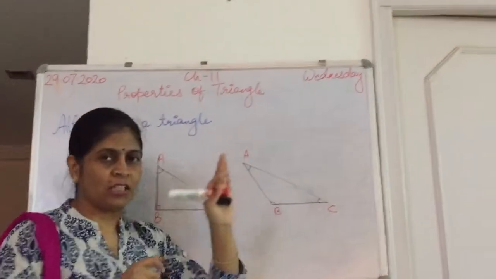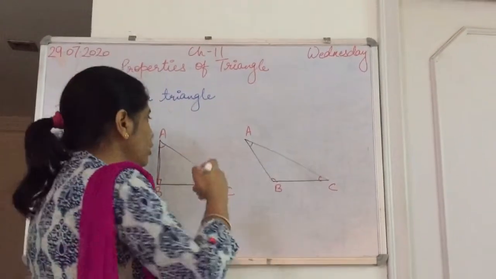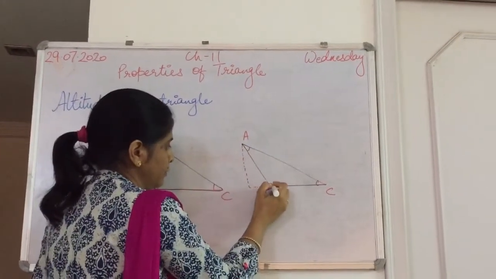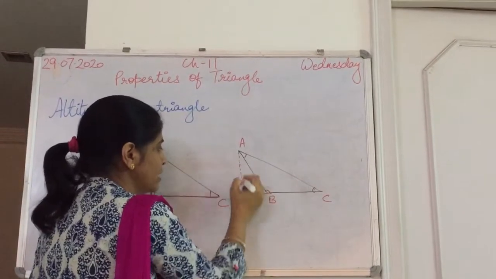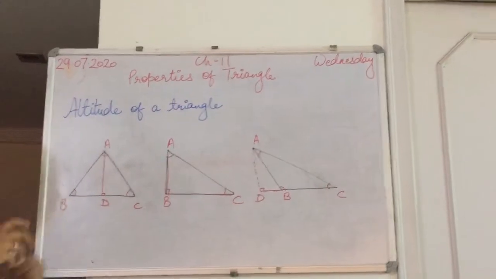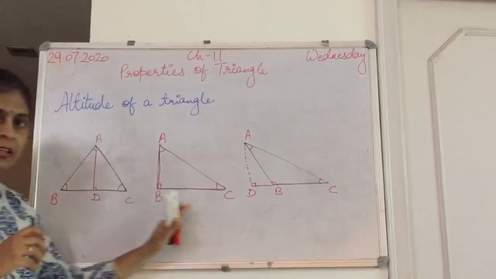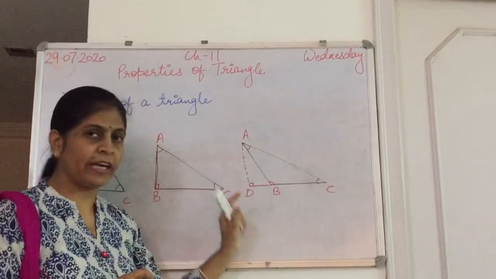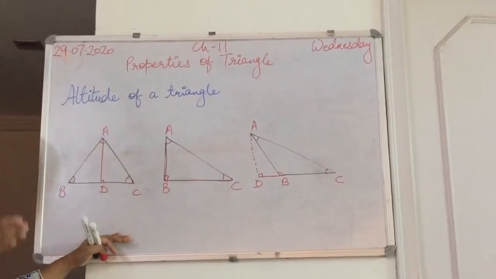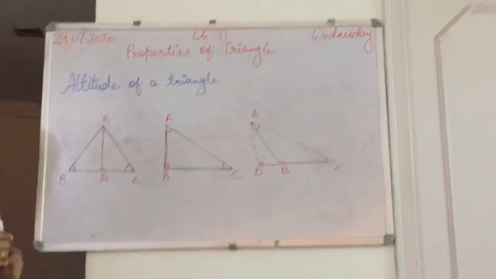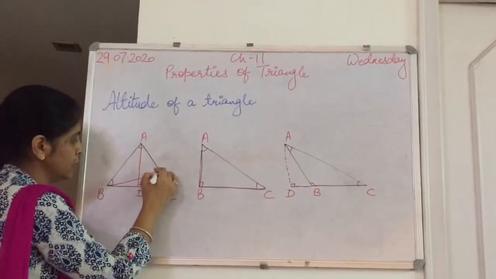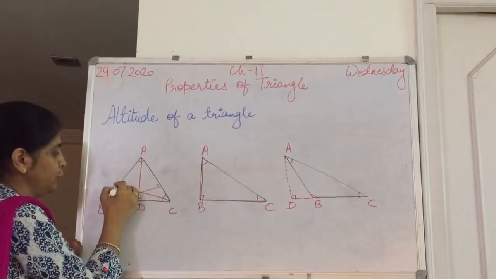Now in this case, the obtuse angle triangle, when we draw the altitude from this vertex, it will be outside. So it is not necessary that the altitude will always be inside the triangle. It can be outside in the case of an obtuse angle triangle, whereas the median is always inside it. Clear?